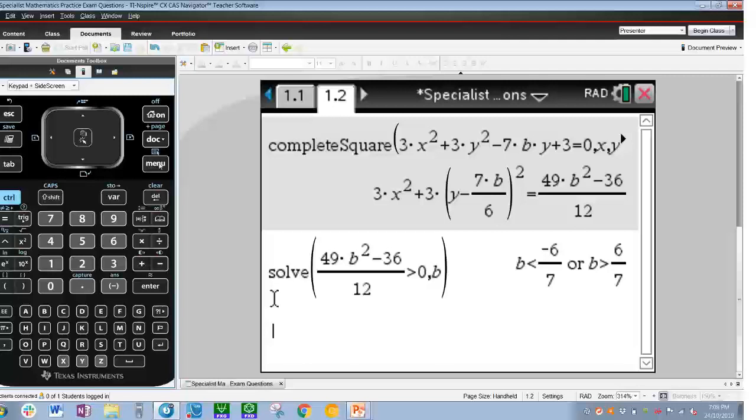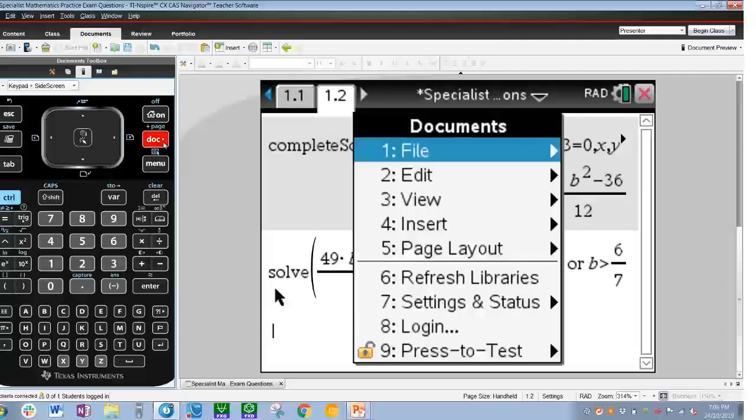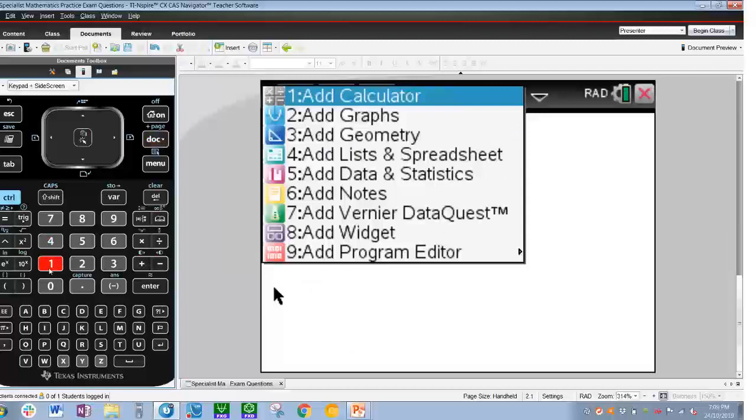just so that there's no cross-contamination of variables between problems. So the way I'm going to do that is press Document, and then 4 for Insert, and then 1 for Problem. So this will create a new problem whose variables are not linked to any other problems.